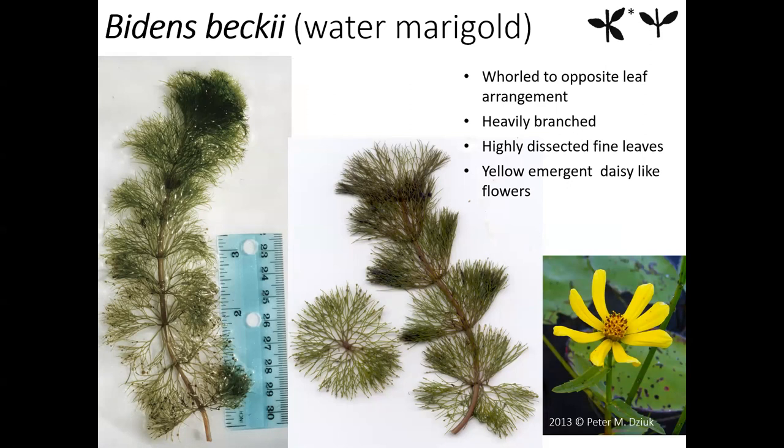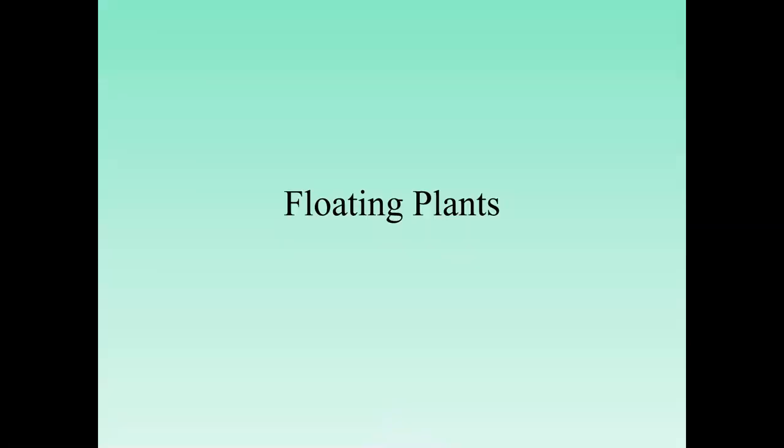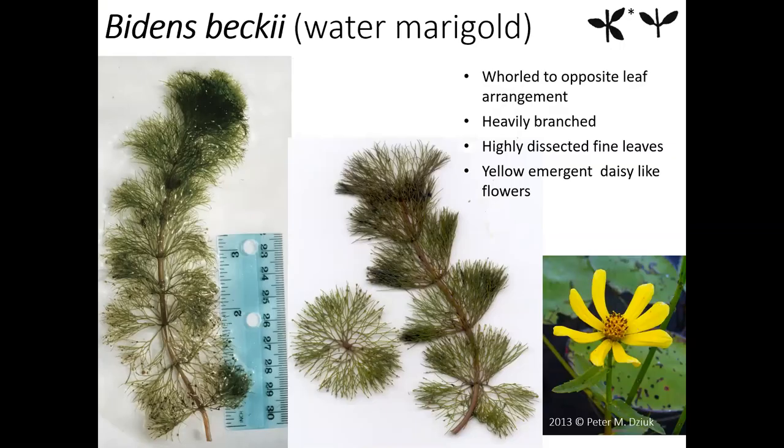And it has yellow emergent flowers that look like aster flowers or daisy flowers. And then it also has some emergent leaves. And instead of being dissected and divided, those are simple leaves with serrate leaf margins. And that's all.